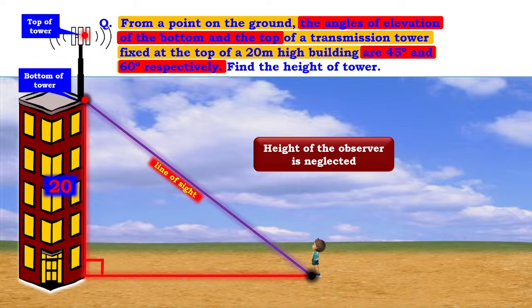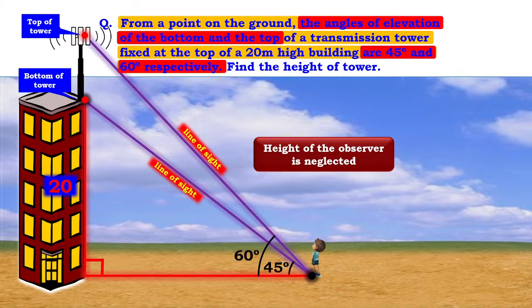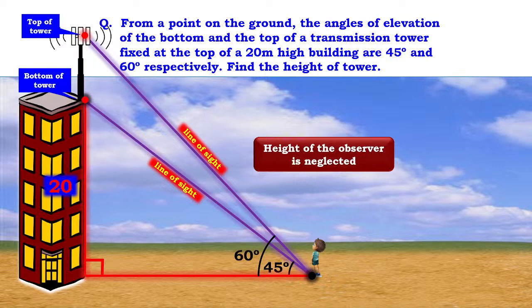Yes, I can make a line in the ground. How much degree? 90 degree. And what is here? 45 degree, because the bottom is making what degree here? 45, and the top will make how much degree now? 60 degree. So now look at this.